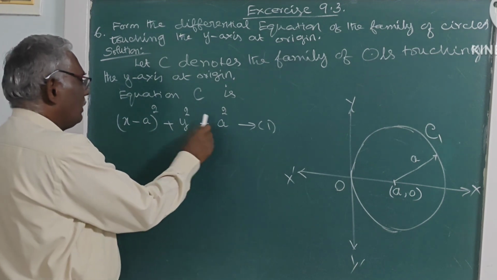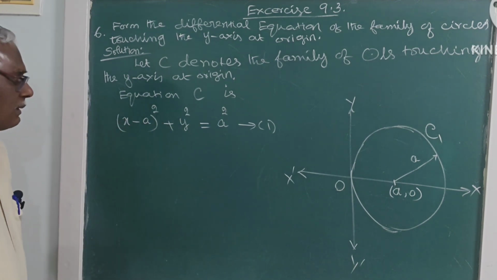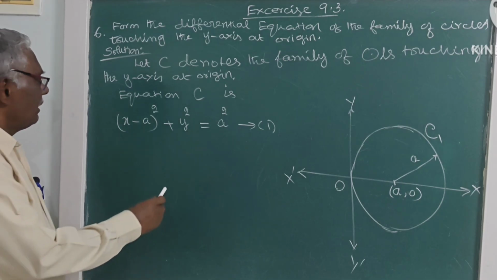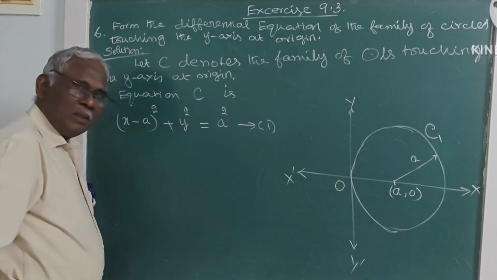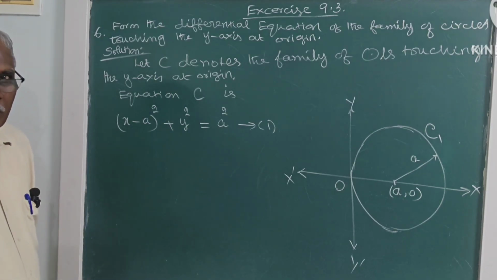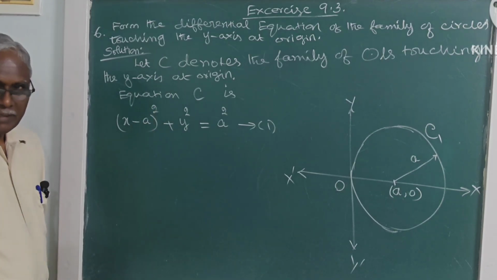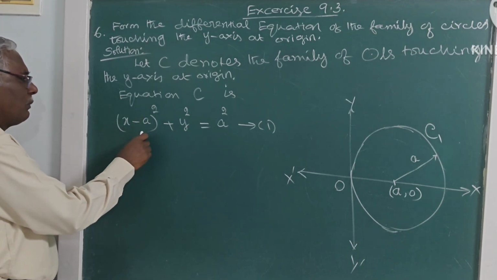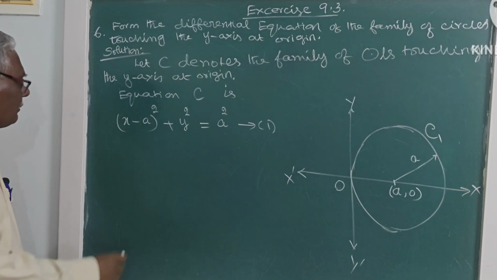Here only one arbitrary constant is there. So a is the only arbitrary constant, and therefore we have to differentiate this equation once, and we have to eliminate the constant a. Before differentiating we will simplify this.